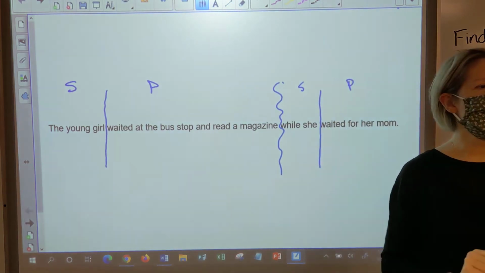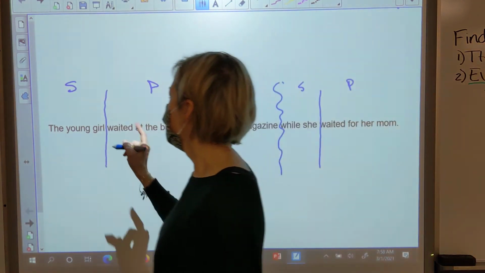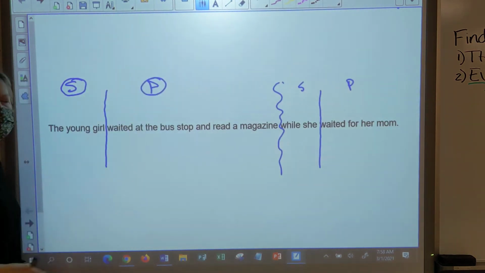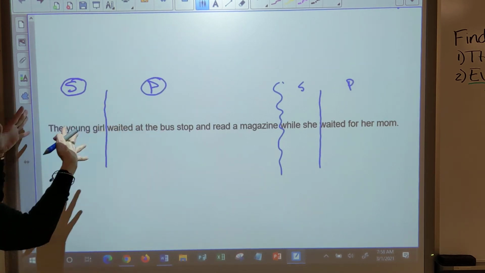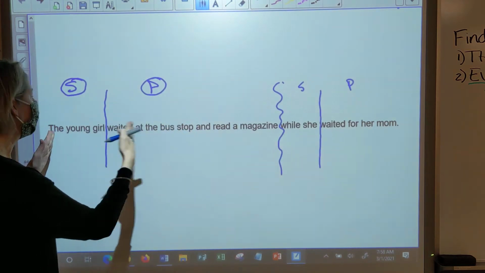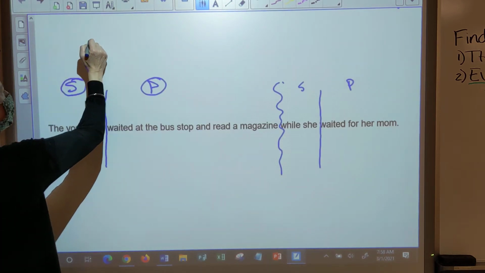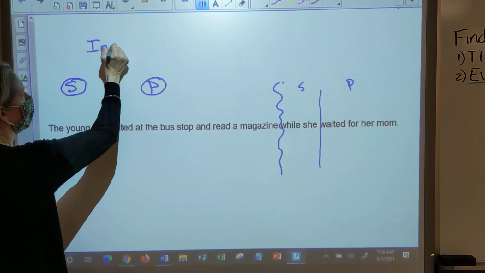Now, let me ask you a question. Over here we have 1 clause, right? There's a subject and a predicate working together as a group of words, right? We got them together, they're kind of related. Can I say the young girl waited at the bus stop and read a magazine? So what kind of clause is it? Independent. So this is an independent clause.